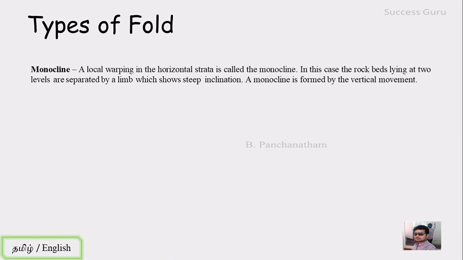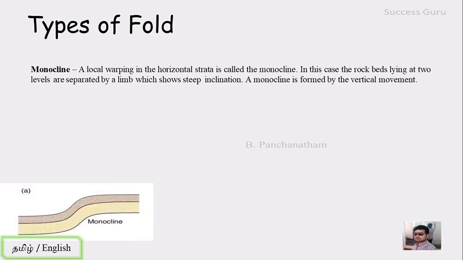And the next one is the monocline. A local warping in a horizontal strata is called a monocline. In this case, what happens? The rock beds lying at two levels are separated by a limb, which shows steep inclination, and such a monocline forms in vertical motion. So you can see this single rock that lies in two different levels.